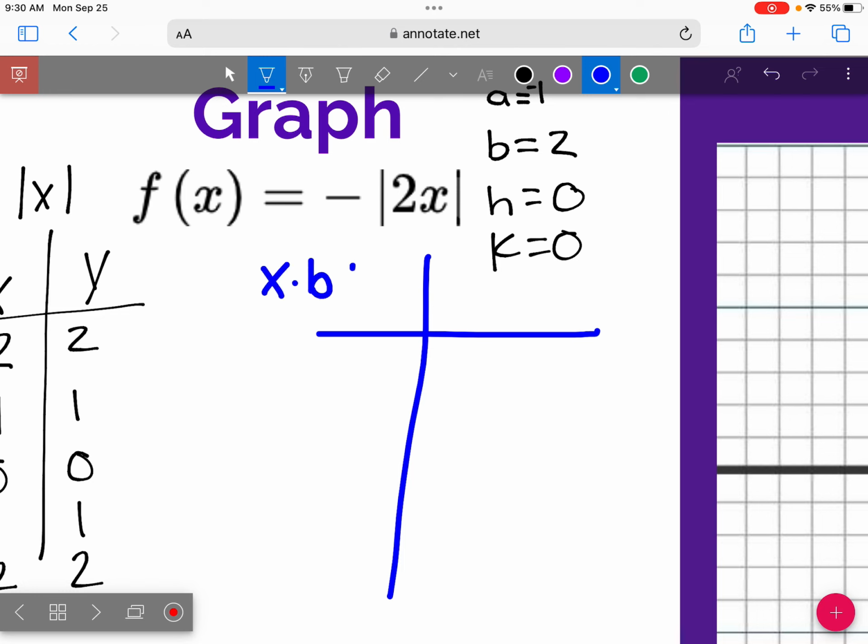X times B plus H. Y times A plus K. When in doubt, always think about the yak. That helps you remember which ones to go with which. Yak. X, B, and H don't make a thing. Like, I can't make a phrase for it. But yak. Everything else goes with Y.